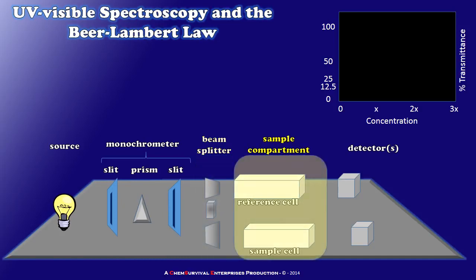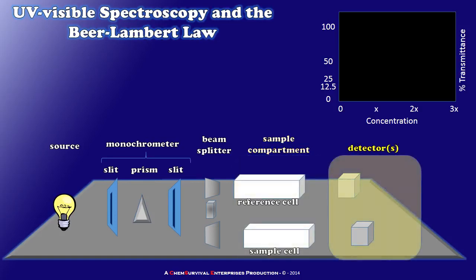Next is the sample compartment, which contains cells for both a reference and a sample. And finally, detectors, which are devices that convert the impact of photons into electrical current that can be monitored by a computer.